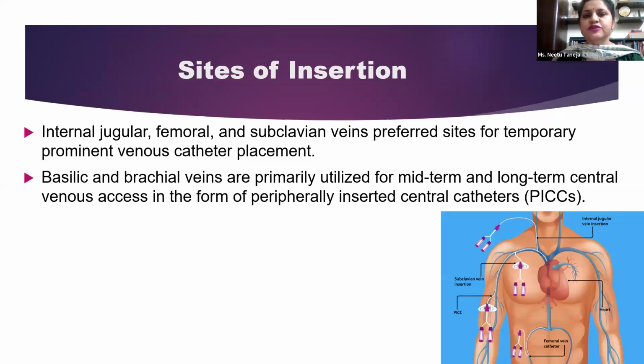Now, a little bit about sites of insertion. When we're talking about central venous catheters, mainly the internal jugular, femoral, and subclavian veins are the sites that one can choose. We'll see the sites a little more in further slides. Then, the basilic and brachial veins are again the choice when we have to use PICC lines.